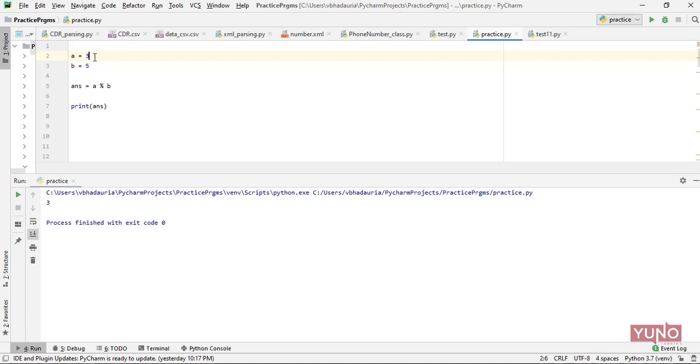Suppose here it is 30, then what is my answer? The answer should be 0, because 30 is fully divisible by 5, that means my remainder should be 0. So this will be a simple basic example.